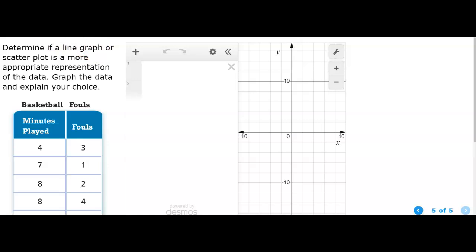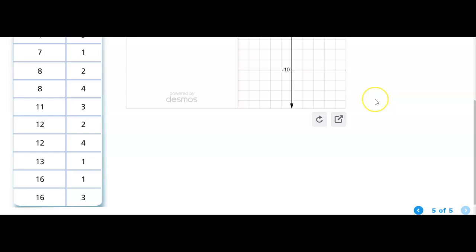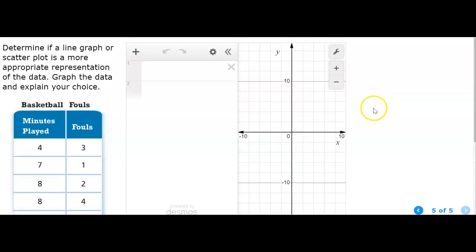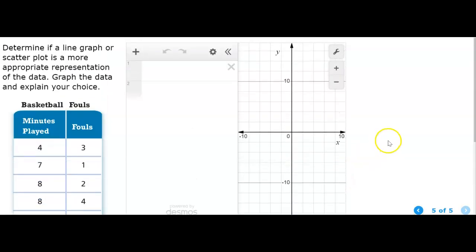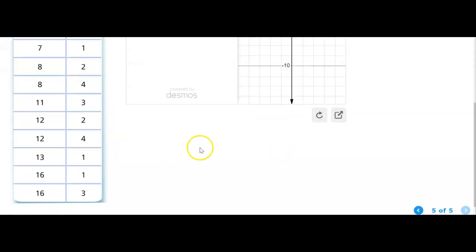Determine if a line graph or a scatter plot is more appropriate as a representation of the data based on the context. Graph the data and explain your choice. Okay, so they have this Desmos chart here, so let's figure this out. All right, so as I mentioned before, we have our columns. First column is minutes played. The second column is the fouls. So these are the basketball fouls by the players.